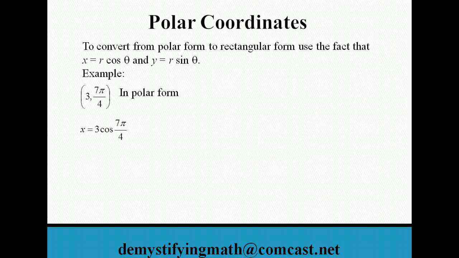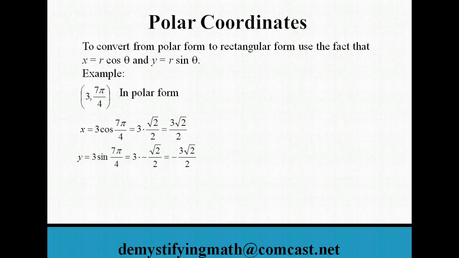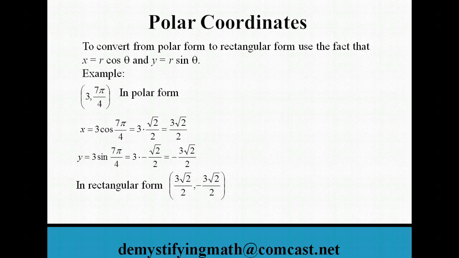So plugging into the r cosine theta, I get 3 cosine of 7 pi over 4. And the cosine of 7 pi over 4 is square root of 2 over 2. So I simplified to 3 square roots of 2 over 2. And the sine of 7 pi over 4 is negative square root of 2 over 2. So you have negative 3 square roots of 2 over 2. So that's going to put us in quadrant 4. And we have our coordinate pair.